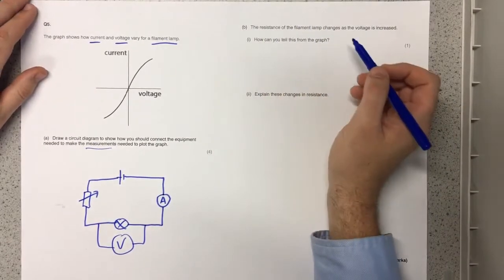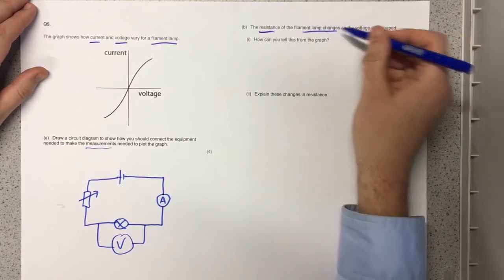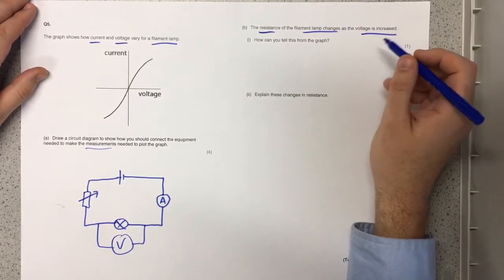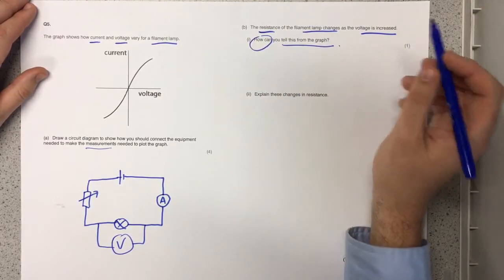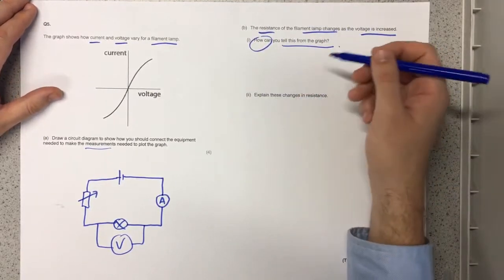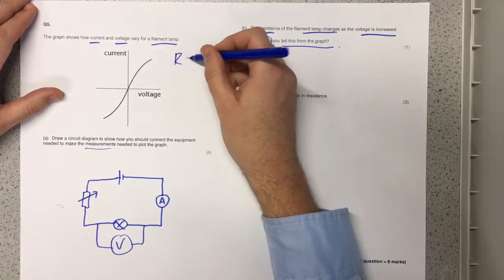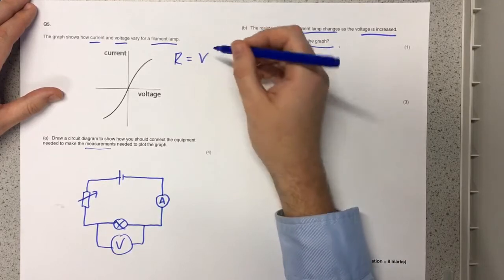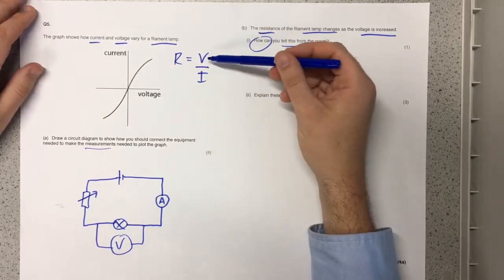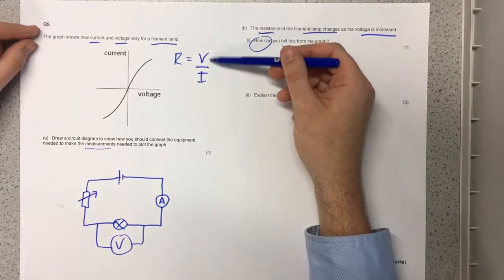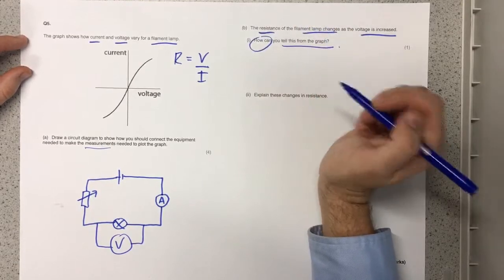The next part of the question says the resistance of the filament lamp changes as the voltage is increased. And then it says, how can you tell this from the graph? Well, in order to understand this question, we need to know that R, the resistance, is equal to V over I. So the resistance is equal to the ratio of the potential difference or voltage divided by the current. And this comes from Ohm's law.